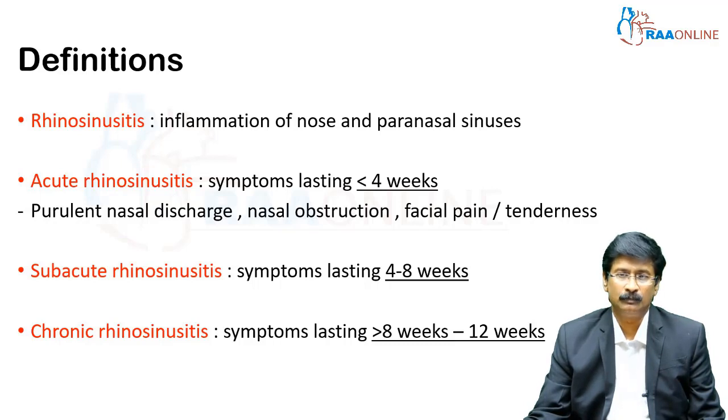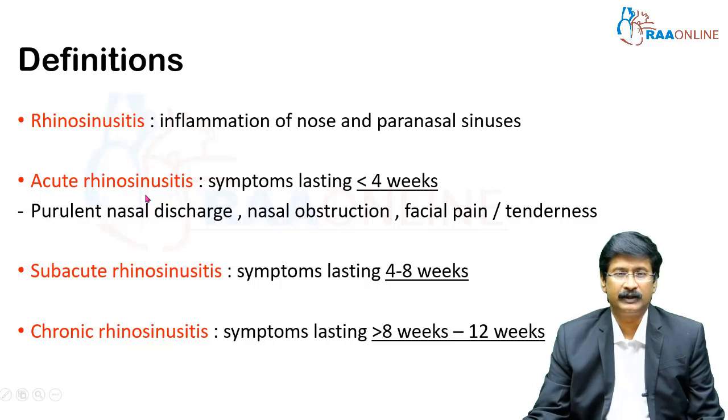So, as a definition, chronic rhinosinusitis is nothing but an inflammation of the nose and paranasal sinuses. As you know, paranasal sinuses indicate the sinuses involved: it could be maxillary, frontal, ethmoidal, or sphenoidal sinusitis.